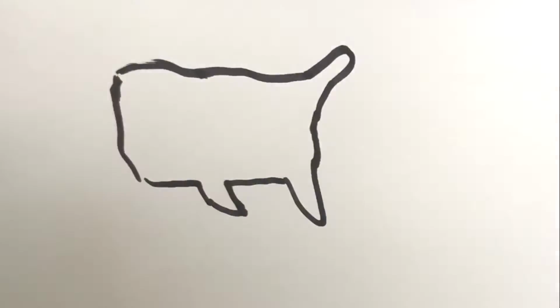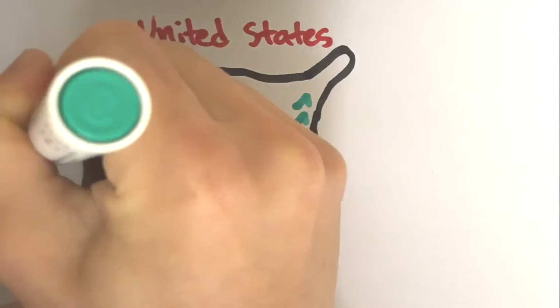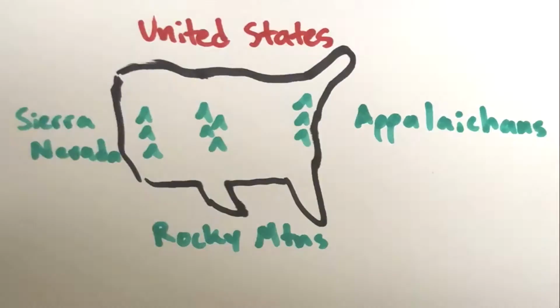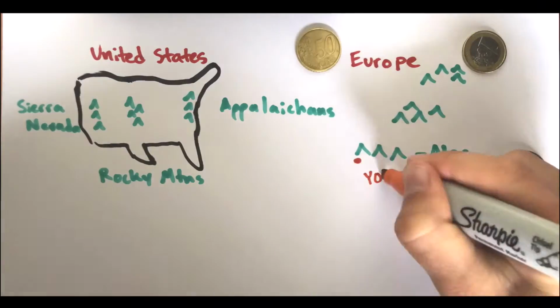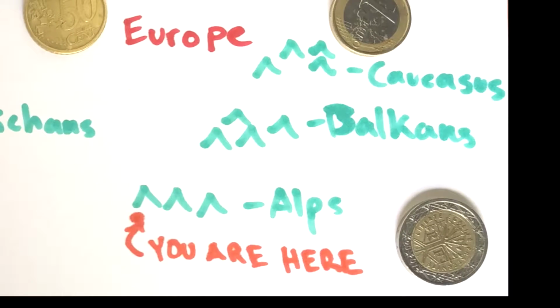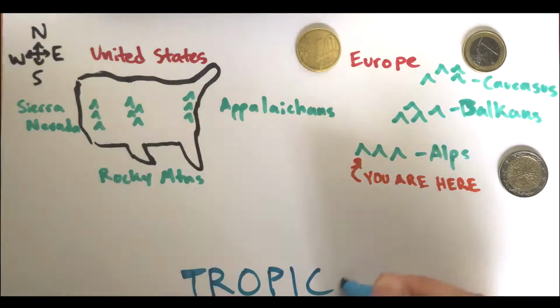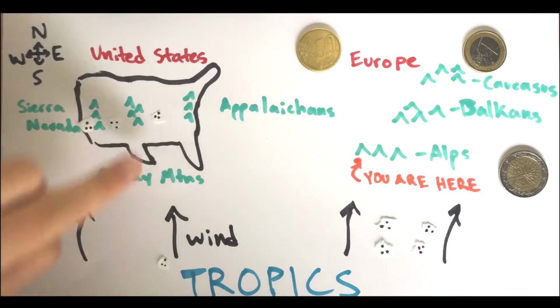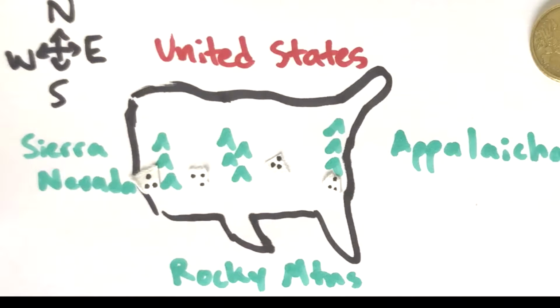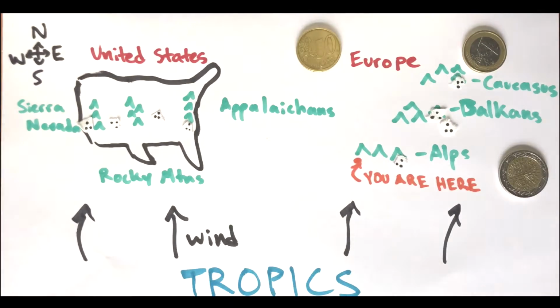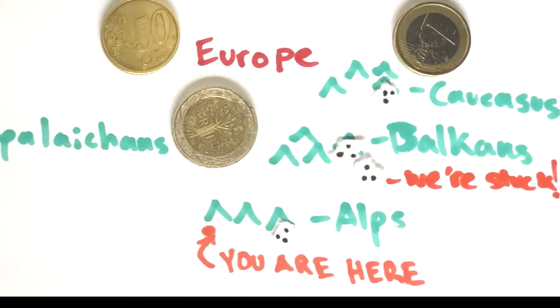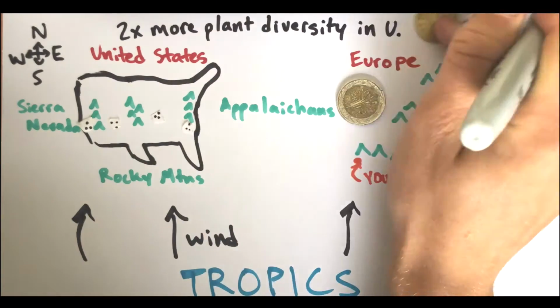In the US, the 3 major mountain ranges, the Sierra Nevadas, the Rockies, and the Appalachians, are on the north-south axis. In Europe, however, the mountains range east to west. Seeds that migrate from the tropics have much easier access to the United States because the mountain ranges do not prevent them from crossing and reaching fertile ground. The mountain ranges in Europe effectively act as a wall, blocking a diverse range of seeds that are blown in from the tropics.